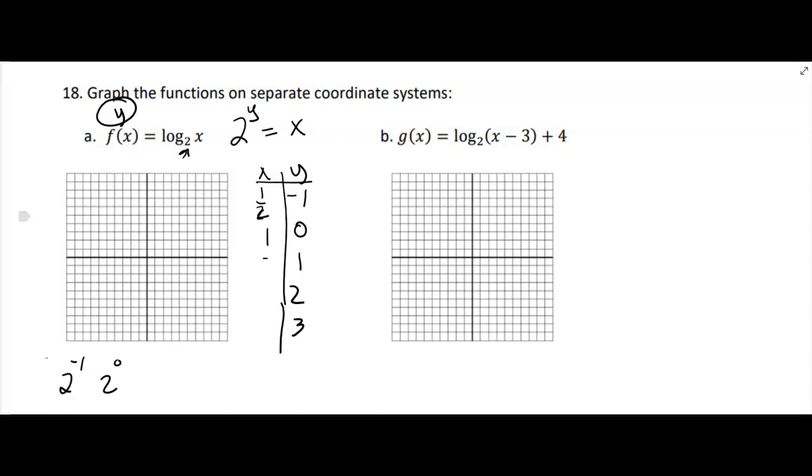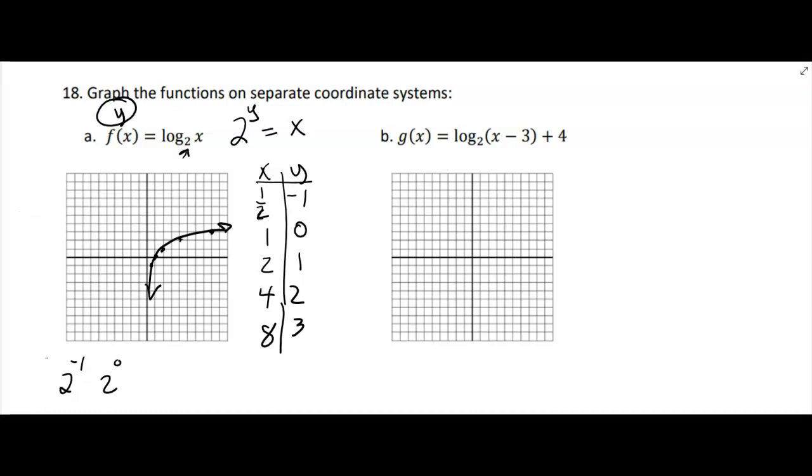And 2 to the first is going to be 2. 2 squared is 4. 2 cubed is 8. Now, the tricky thing is when you go to graph these, you got to do x, y, okay? So you're going to go over 1/2 and down 1. You're going to go 1, 0, which would be right there. 2, 1, and 4, 2, there. And then 8, 3 would be there. So it's going to go like this. And that's what a logarithmic function looks like.